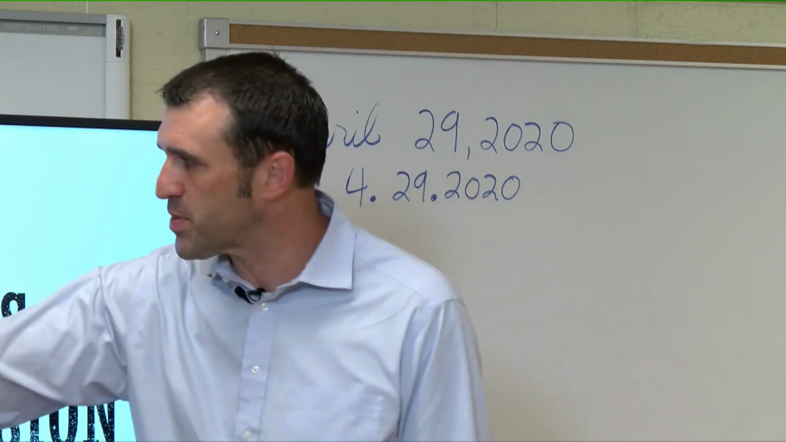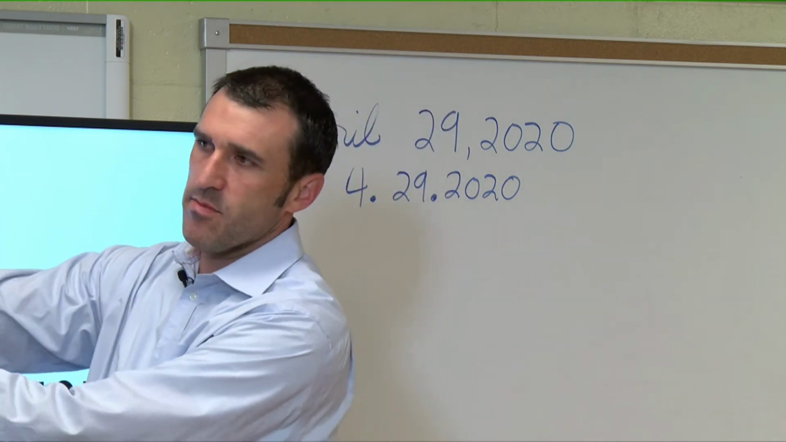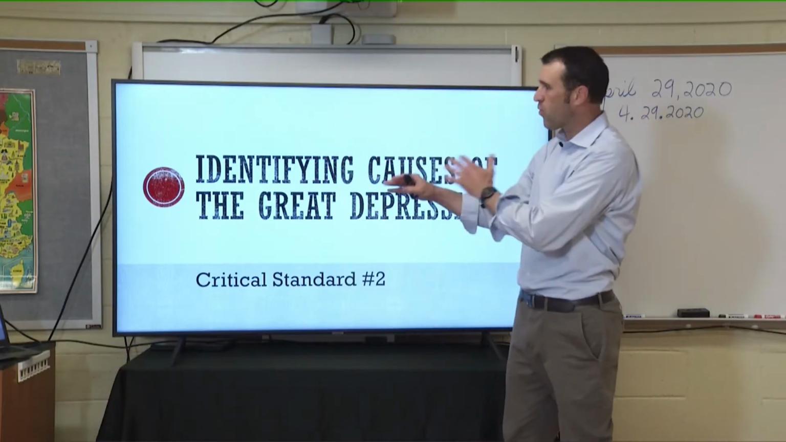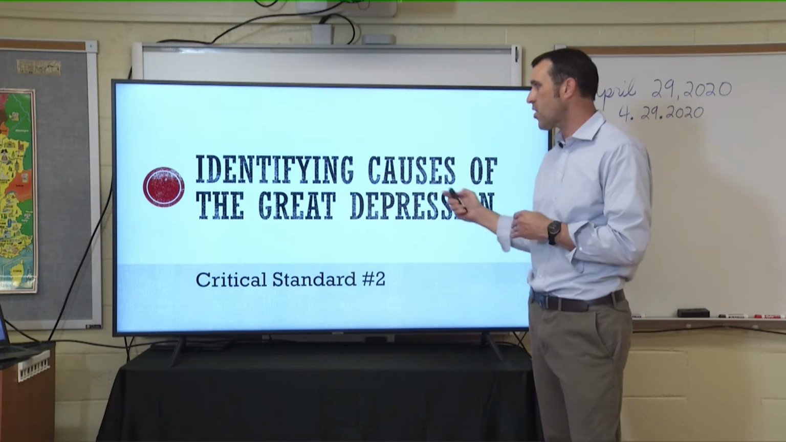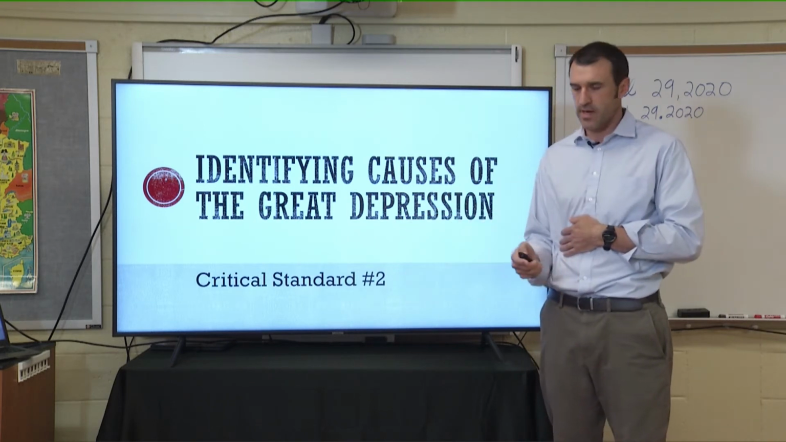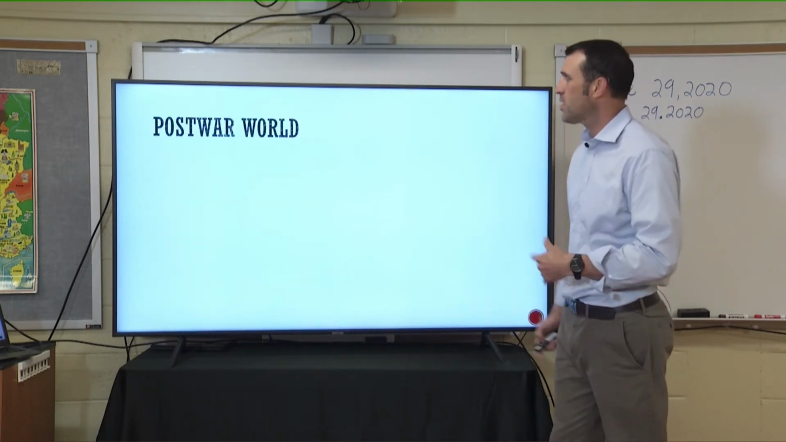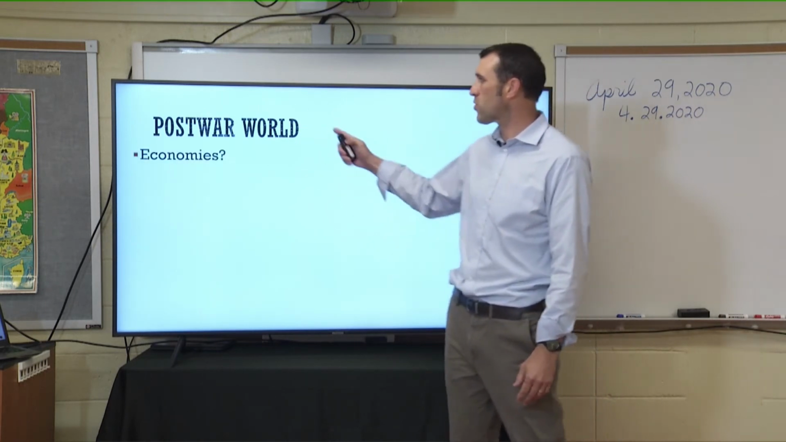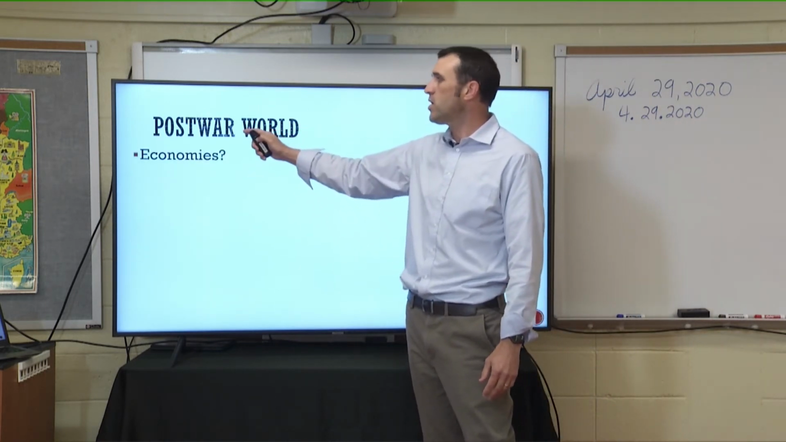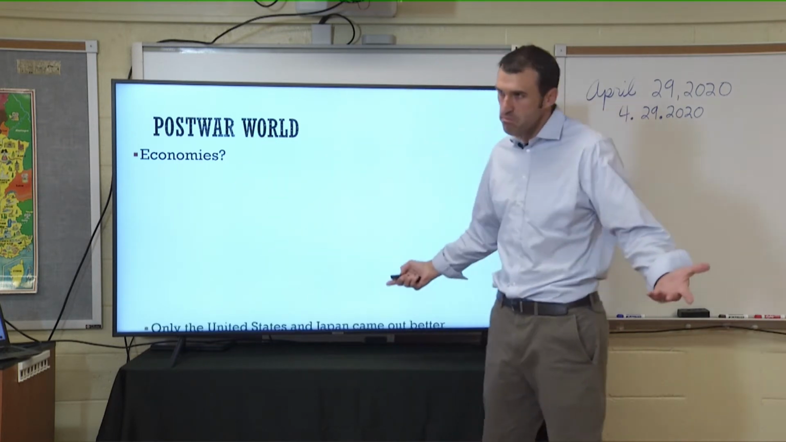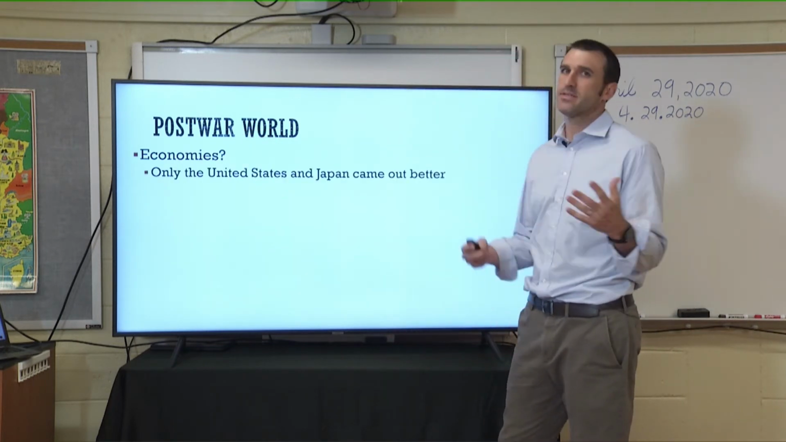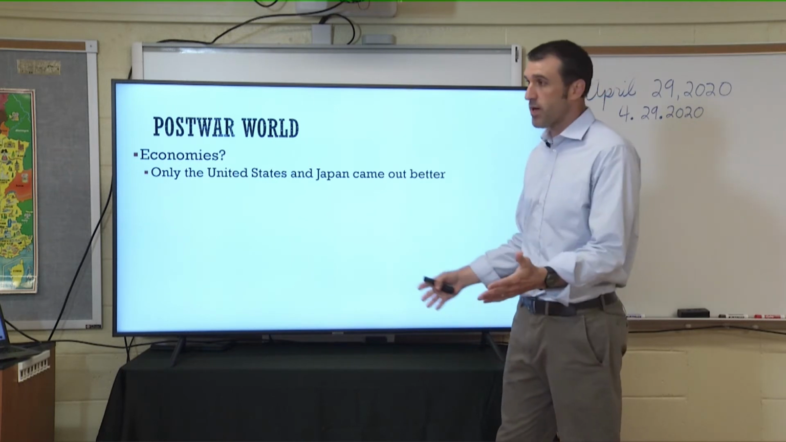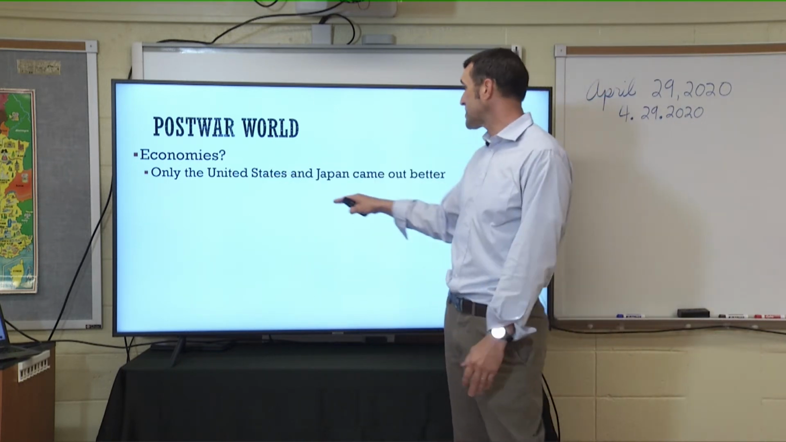So let's look specifically, even though we looked at some of the consequences of World War I, let's look specifically at the causes of the Great Depression, which is critical standard number 2. So what did the post-war world look like? Well, the post-war economies. Only 2 nations came out better after World War I than when they entered. That was the United States and Japan.